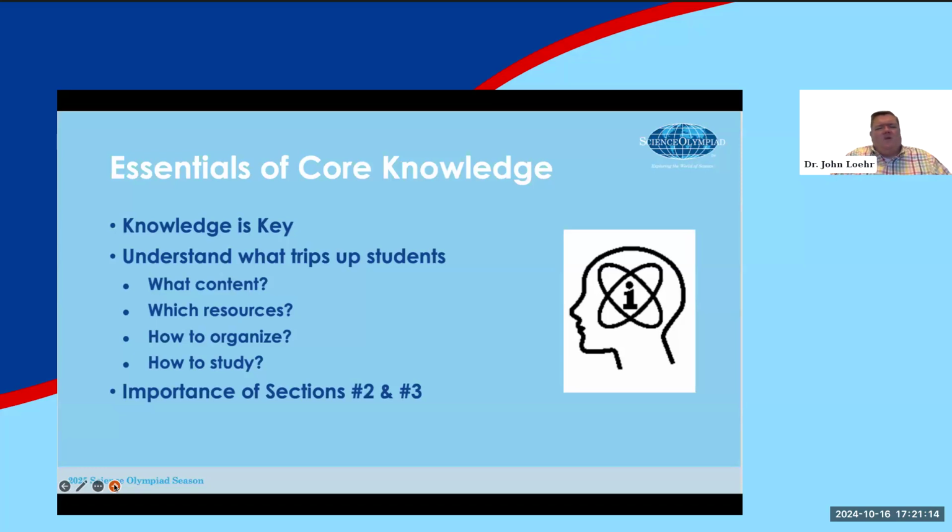We also talked about things like how to organize and how to study. All those things can trip kids up. And last but not least, core knowledge. I think I've talked about this before in a variety of settings, but again, to point out, when you read the rules for core knowledge events, the two most important sections are section 2, which tells you the resources you can use during the event, and section 3, which tells you what you have to learn and study.